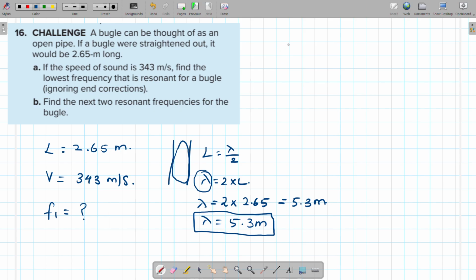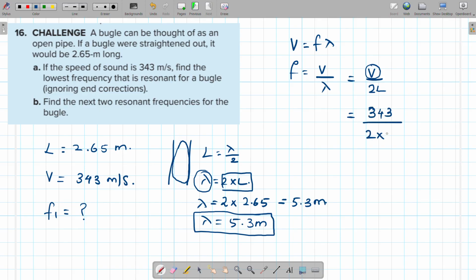Now we have to derive the frequency formula. V is equal to f lambda, so f is equal to V over lambda. Substitute lambda, that is 2 times L, 2L. So using all the given values, 343 speed, 2 times the length, 2.65, and it will give you 64.7 hertz. So this is the fundamental frequency, 64.7 hertz.